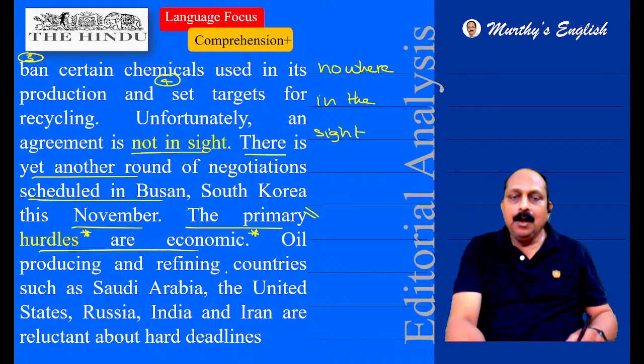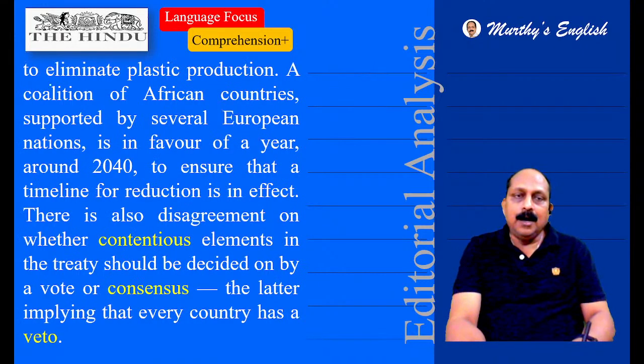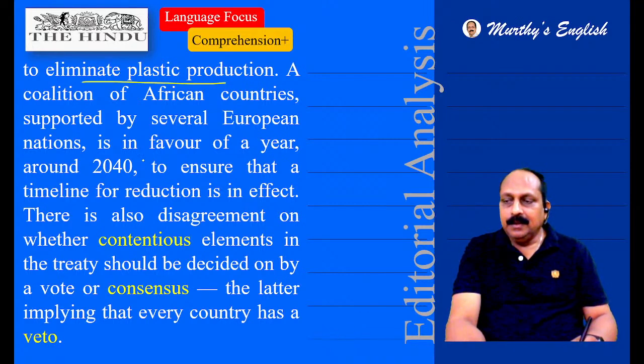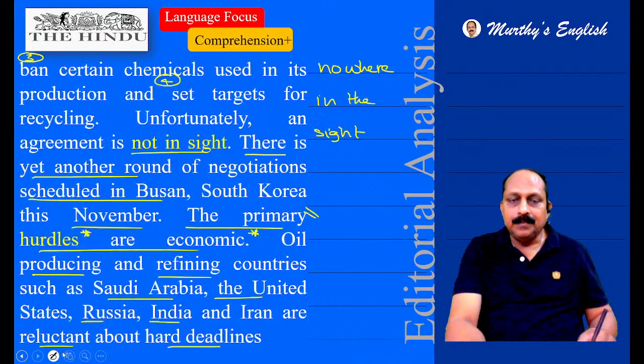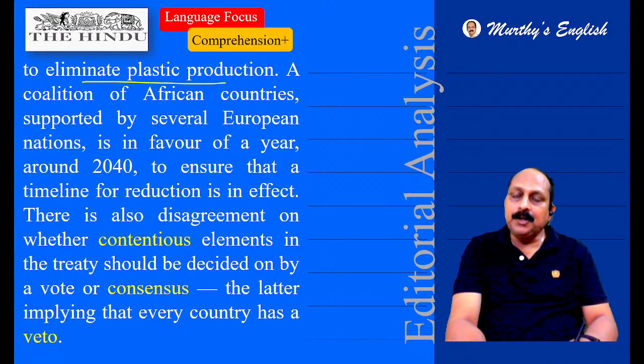What are the hurdles? Oil producing and refining countries such as Saudi Arabia, the USA, Russia, India, and Iran are reluctant about hard deadlines, unwilling to accept the hard deadlines to eliminate plastic production. Here, opposition from these countries. What are the countries? These are both oil producing and refining. Saudi Arabia, the US, Russia, India, and Iran. Reluctant about hard deadlines to eliminate plastic production.